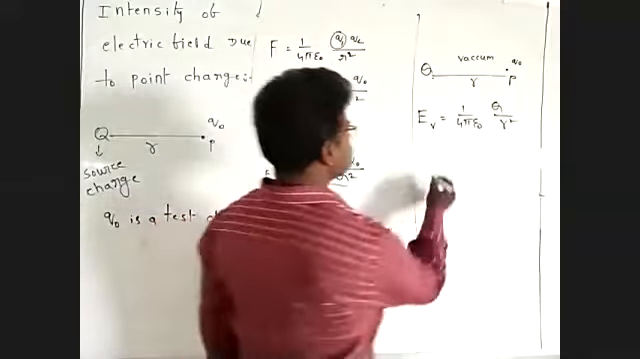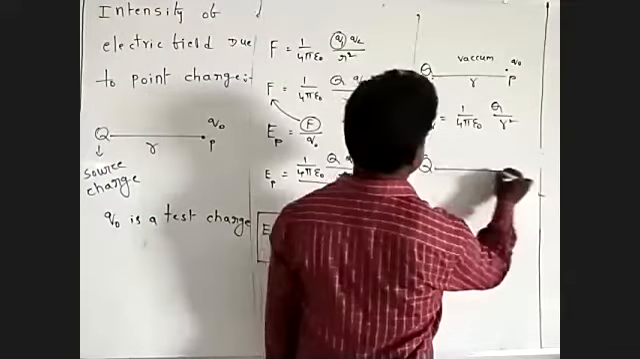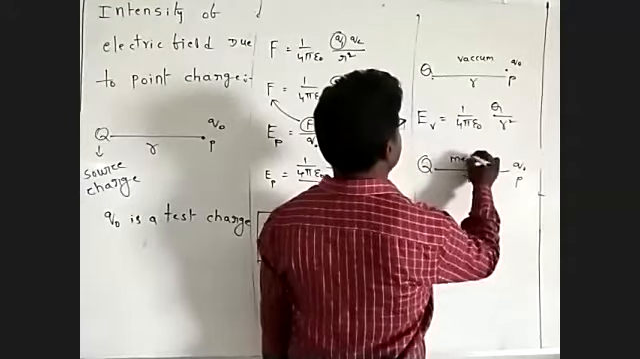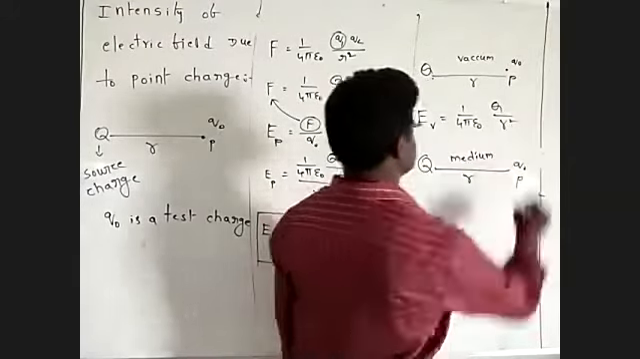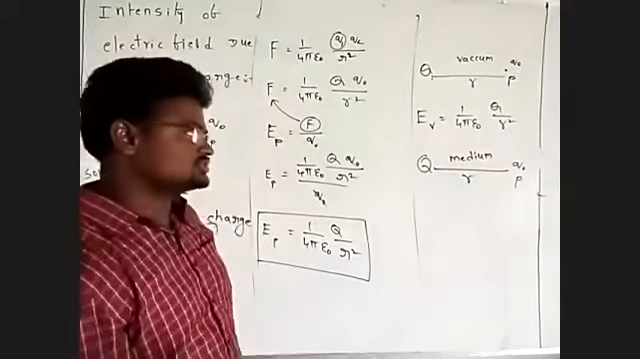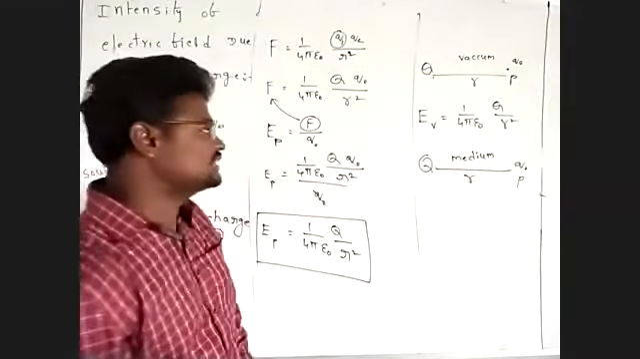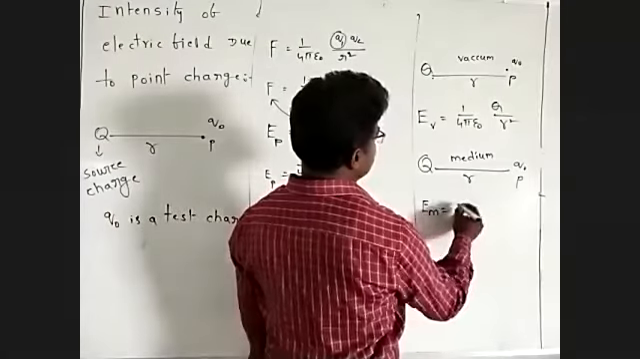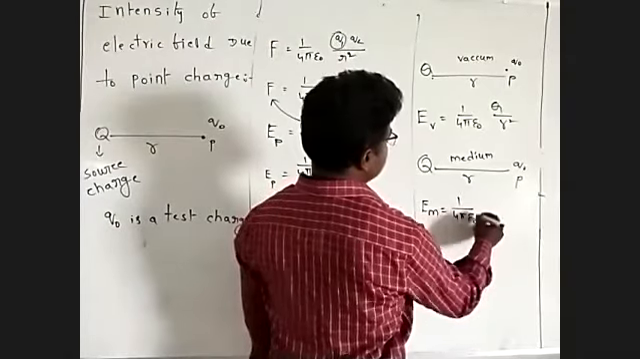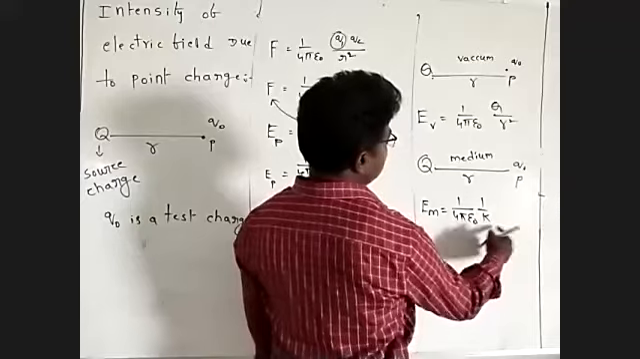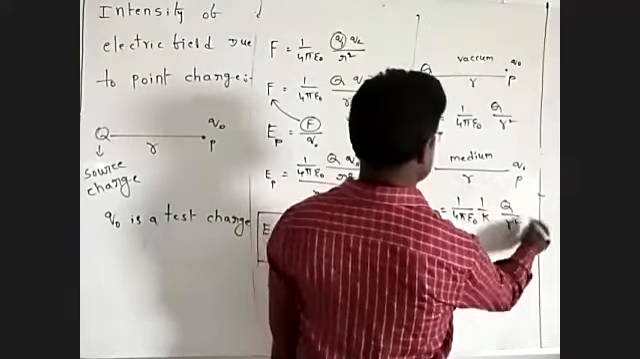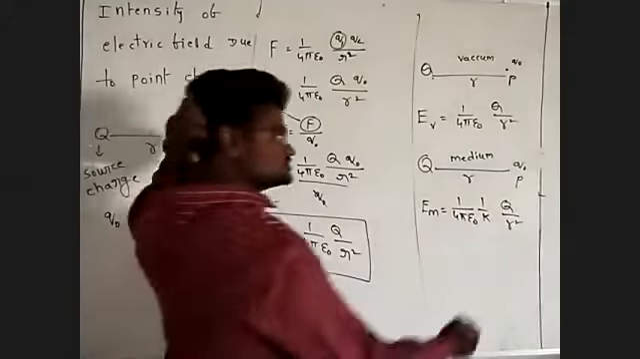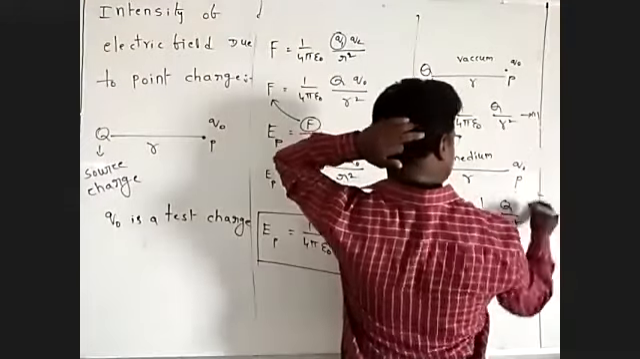Now, suppose the distance between two charges is R, this is P, and there is a medium between the two charges. We have to find the intensity of electric field at P point, E medium, which is equal to 1 by 4 pi epsilon naught K, where K is the dielectric constant, Q by R square. This is equation number 1. This is equation number 2.